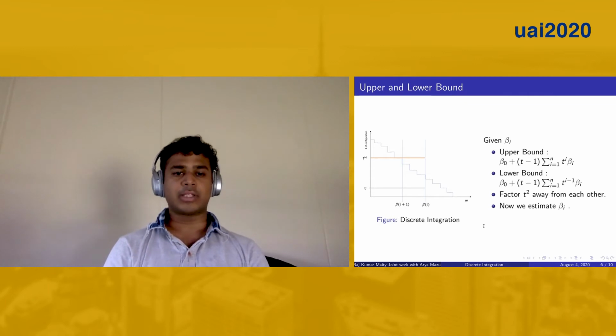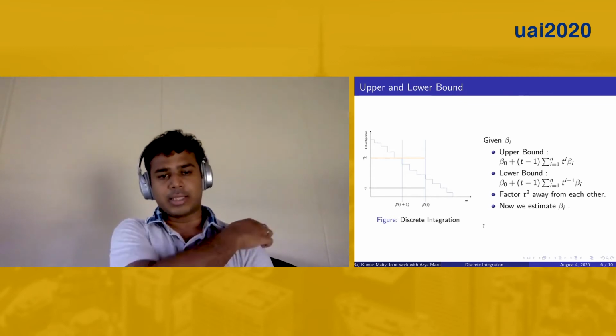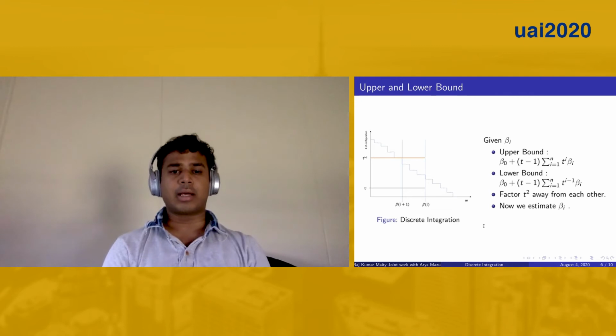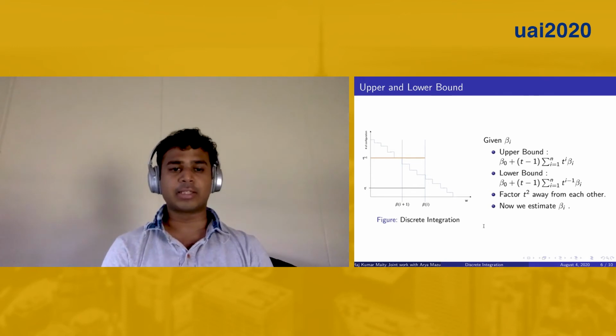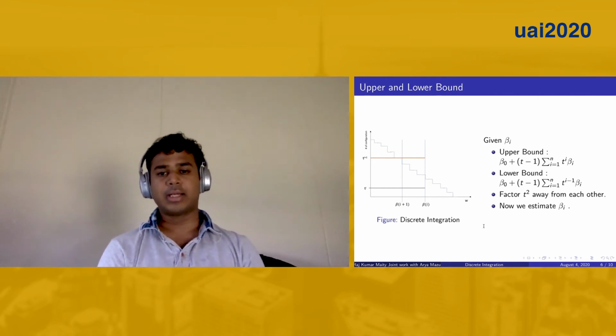As you can see, this particular segment can be upper bounded by the rectangle under the maroon curve, and lower bounded by the rectangle under the black line. And if we sum it over different segments, then we get an upper bound and lower bound of the whole sum. This upper bound and lower bound is shown on the right side of the slide.